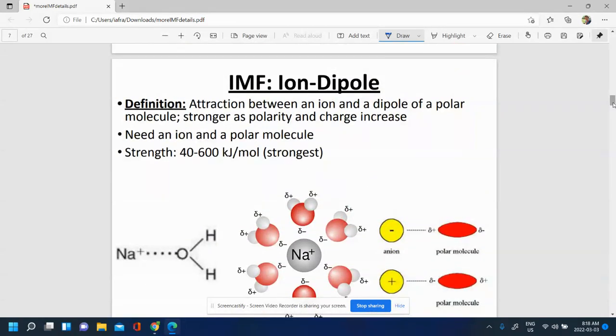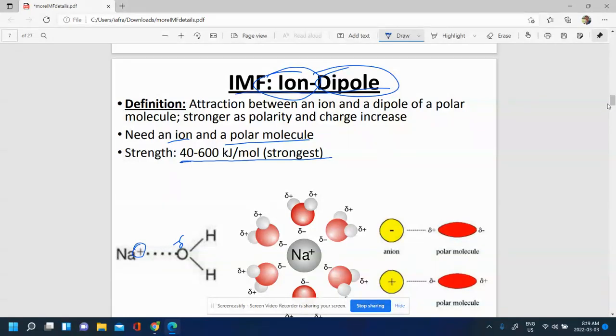Another intermolecular force that you'll sometimes discuss, especially when it comes to dissolving, is the ion-dipole. Ion-dipole is stronger than dipole-dipole or than hydrogen bond because it forms between a full charged ion and a dipole. And this you'll commonly see when you're dissolving. So you can see it's the attraction between an ion and a partial charge of a polar molecule. So you need an ion and a polar molecule. And you can see this is the strongest intermolecular force. We have a range of 40 to 600, and it depends on the polarity of what's interacting. That's why there's a range.